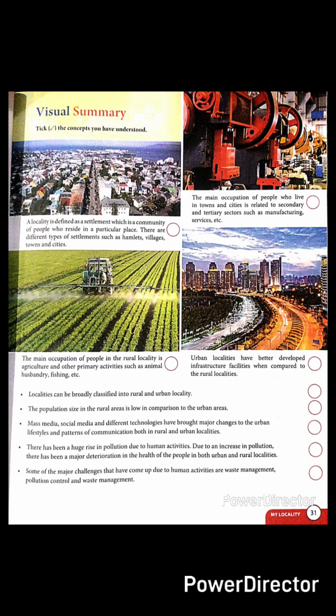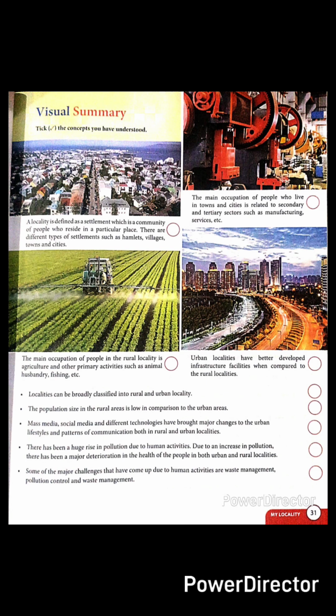Fourth picture, urban localities have more developed infrastructure facilities when compared to the rural localities. Localities can be broadly classified into rural and urban locality. The population size in the rural areas is low in comparison to the urban areas. Mass media, social media, and different technologies have brought major changes to the lifestyles and patterns of communication both in rural and urban localities.